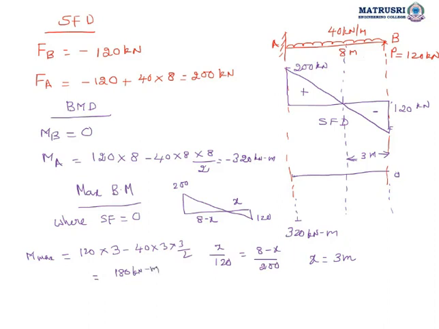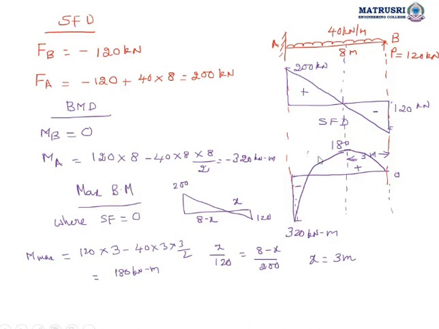Kilonewton meter. So this is 0, this is 180 and this is 320. Because this is UDL, what you are going to get is a parabola. So this is 180 and this is 0. This is about your bending moment diagram. Bending moment diagram over. This is positive, this is negative.